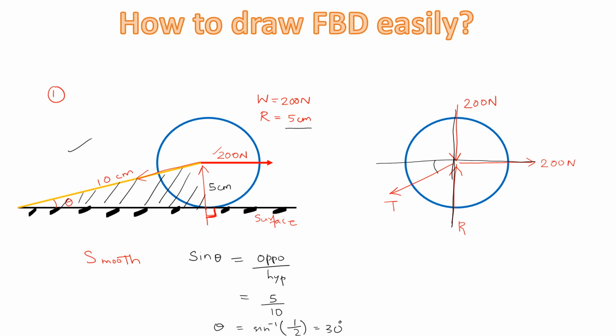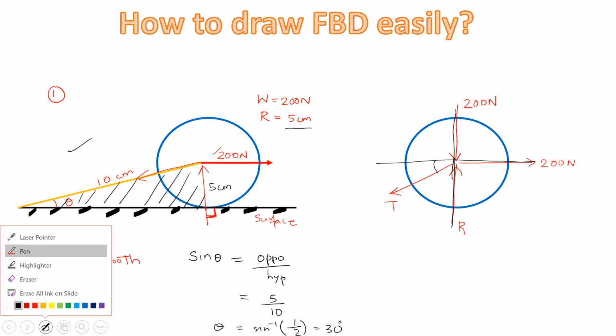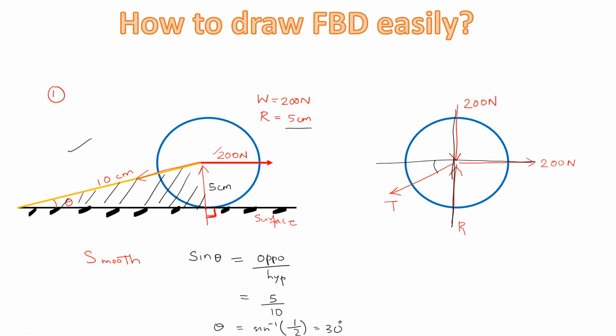The same angle theta, if you consider it like this, the same theta will be coming here also. That means this angle will be theta, that is 30 degree.